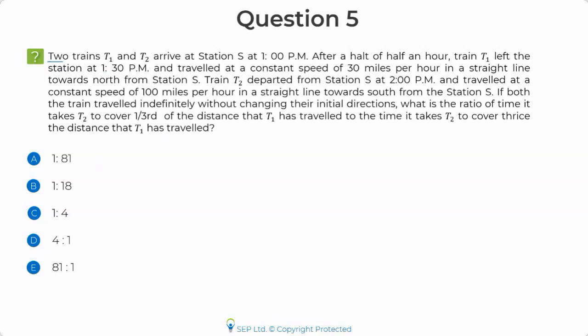So the question says that 2 trains, T1 and T2, arrive at station S at 1 p.m. So I might draw a station S, and I might say, okay, T1, T2. Somewhere down the line, if possible, I'll write it here only, 1 p.m. After a halt of half an hour, so this part is done. See, I'm breaking it down. So basically at 1:30, train T1 left the station and traveled at a constant speed of 30 miles per hour in a straight line towards north from station S.